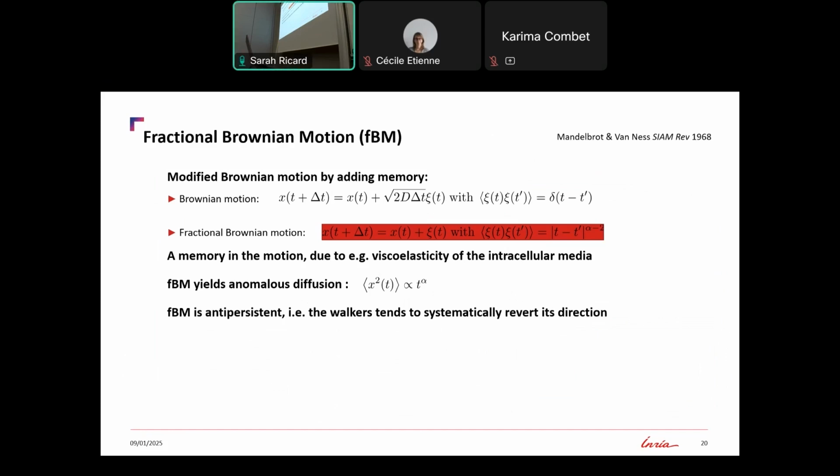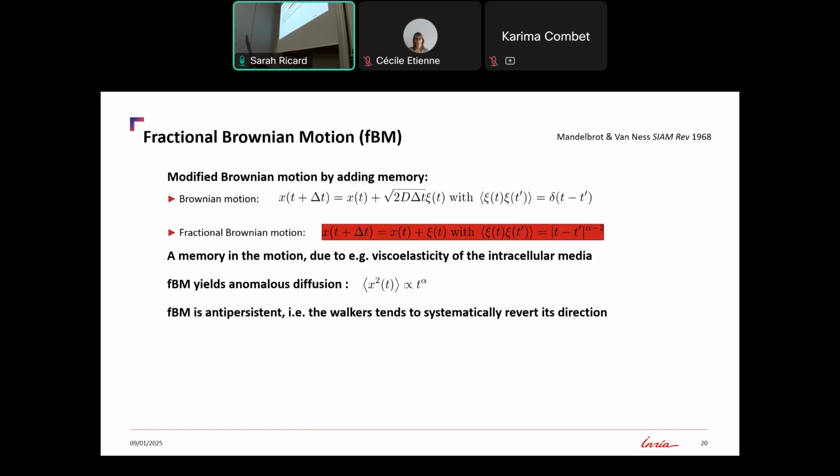It could be a memory or it could be anti-memory, meaning that if you jump to the left at some time, it's more likely that you jump back to the right at the next time. That's exactly what you have if you have, for instance, an obstacle. When you have a membrane, you bump into the membrane, so you get back to the first direction. So in a way, this fractional Brownian motion describes what happens if the intracellular media is viscoelastic. You have many polymers that move you back and forth because you have viscoelasticity.